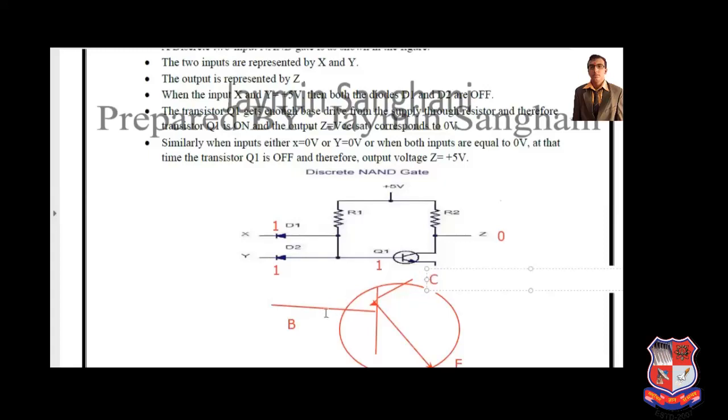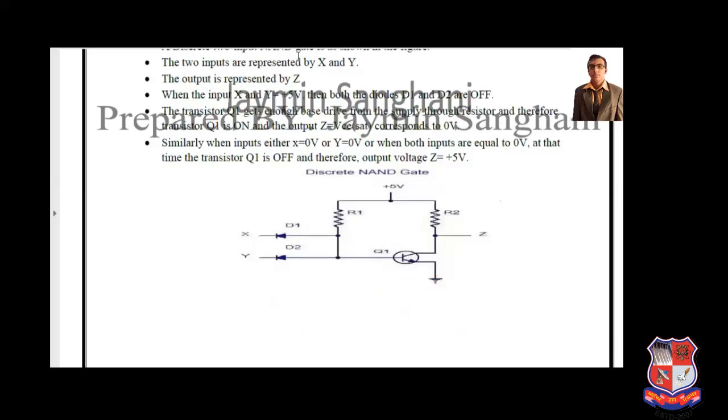So here, if we apply 1, and here we apply 1, then here we get 1, but at the collector terminal we get 0 volt. That's why in a NAND gate, if 1, 1 is applied, then output is 0. So it is known as NAND gate.